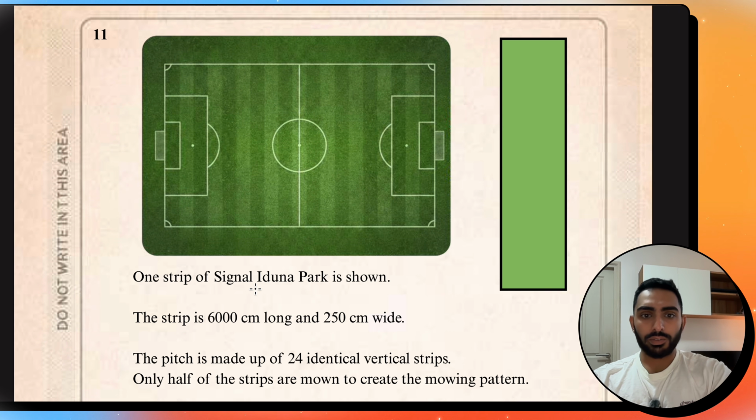Question 11. One strip of Signal Iduna Park is shown. You can guess where that is. The strip is 6,000 centimeters long and 250 centimeters wide.